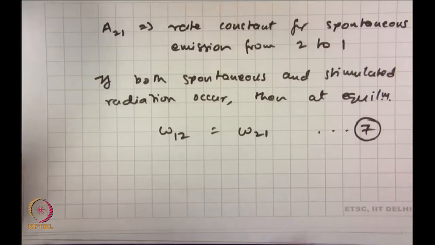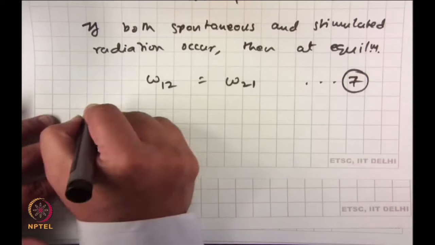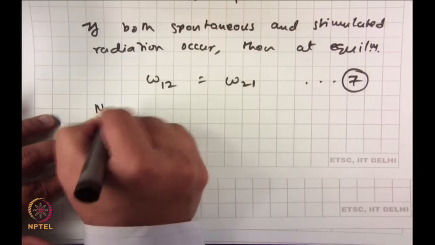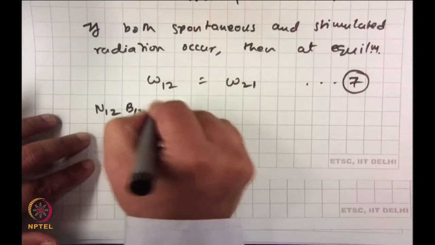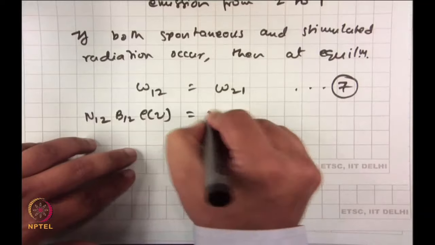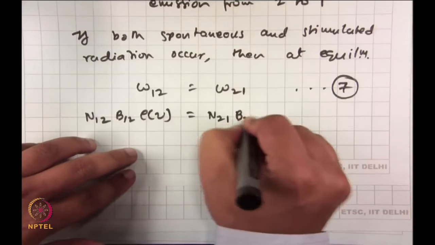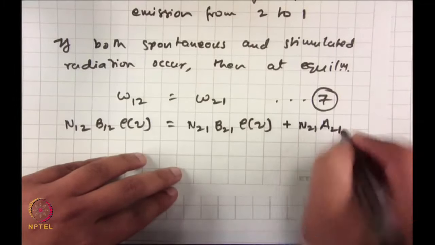Okay. So, from here I can again write N1 B12 rho nu is equal to N2 B21 rho nu plus N2 A21.